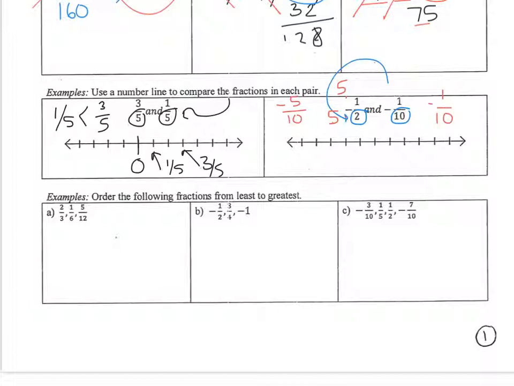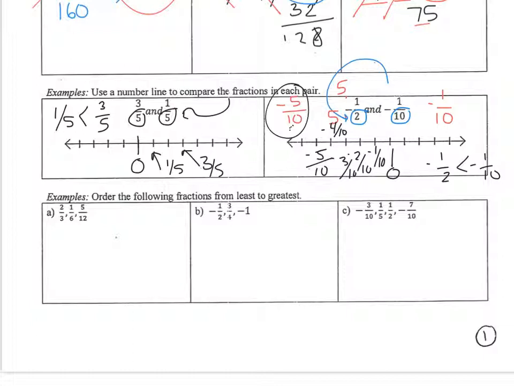And so now I'm comparing -5/10 and -1/10. So I make a 0, and this is going to be -1/10, -2/10, -3/10, -4/10, and -5/10. So -5/10 is on the left, so -1/2, which is -5/10, is less than -1/10. So you can't really compare fractions unless you have the same denominators.